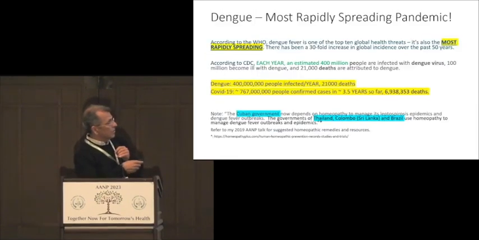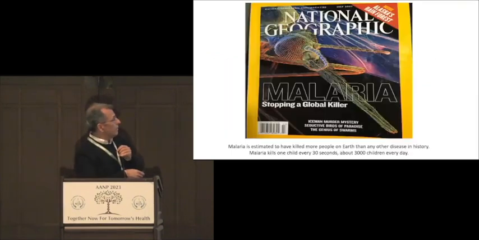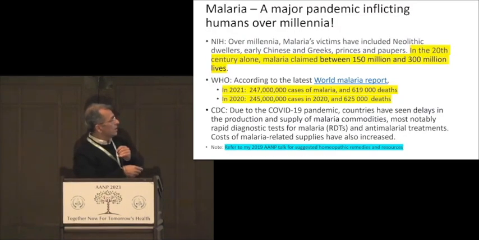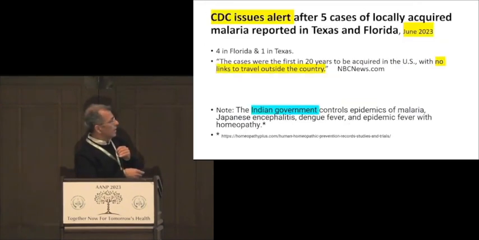Dengue is the most rapidly spreading pandemic of all those pandemics I just listed. Malaria, obviously, is a major pandemic inflicting humans over millennia. It's probably the largest pandemic we've ever had, and it's taken millions and millions of lives, and it's still around, and unfortunately, it hit close to home. Recently, the CDC put out an alert about 5 locally acquired cases of malaria in Texas and Florida.